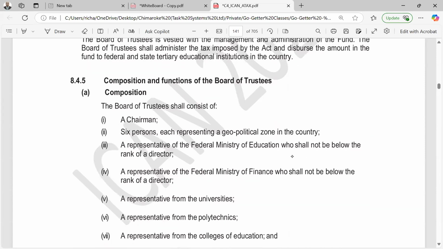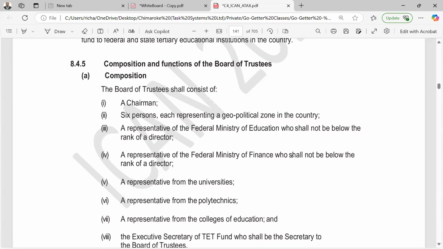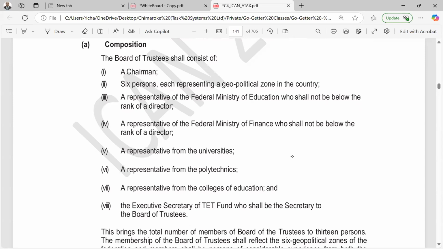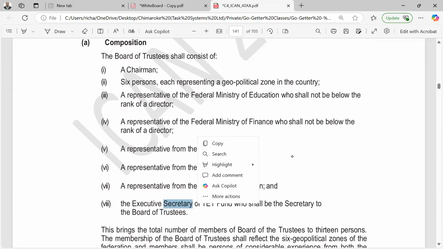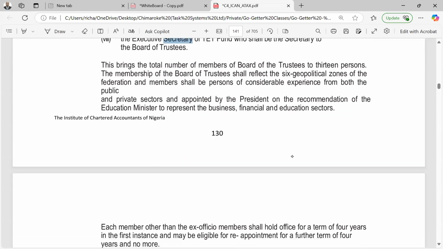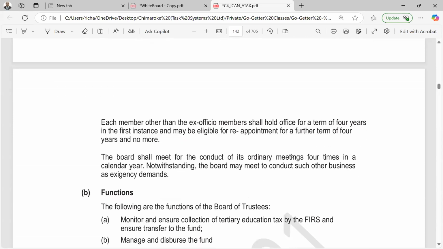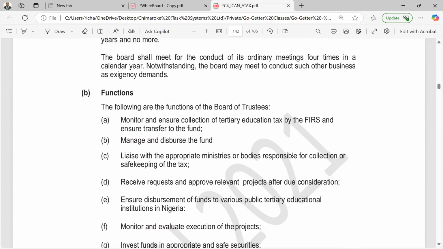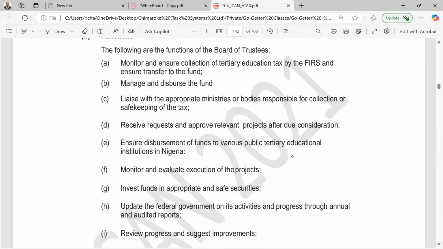We will not be talking much about the composition of the board, but you can go through it. We will cover the tax administration in Nigeria. These are the same things. It consists of the chairman and other people that make up the board of trustees. That's not too important for this particular class, but it's important you go through them.